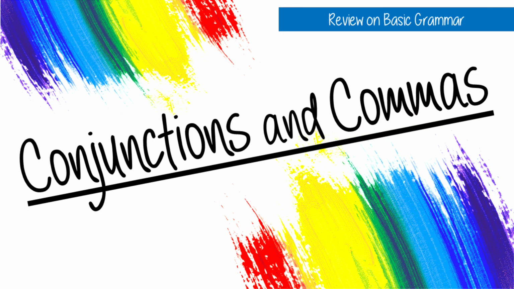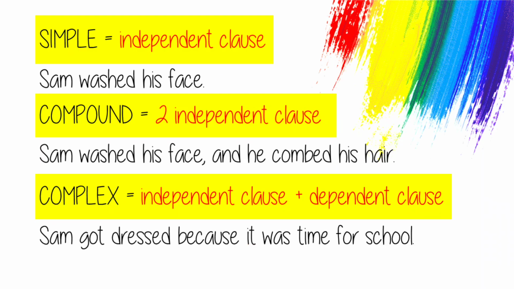This lesson is on conjunctions and how to punctuate sentences that have conjunctions in them. First, you need to remember the three types of sentences in English. A simple sentence just has one subject and verb and is called an independent clause. A compound sentence is made up of two simple sentences or two independent clauses. Those two independent clauses are joined together, and one way to join them is with a conjunction like and, and a comma. A complex sentence has one independent clause and one or more dependent clauses.